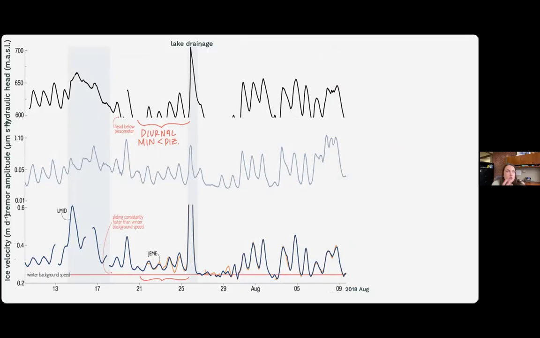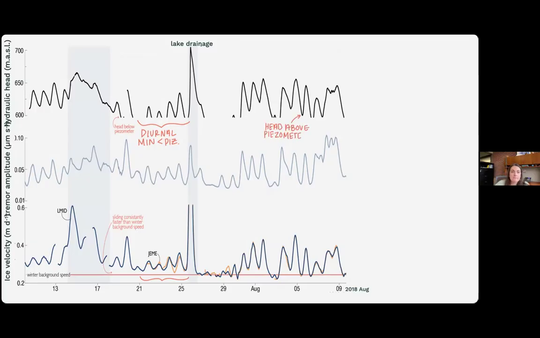So if it was the growth of these subglacial channels that was responsible for this decrease in ice velocity, we would expect to see a lower moulin hydraulic head. So lower pressures in the drainage system that are then correlating with whenever we see these lower sliding speeds. But that's not the case. We see lower sliding speeds without a change in our channelized drainage system.